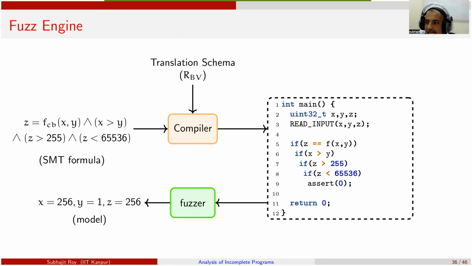So at a very high level, this is how the translation works. The idea is that you have an SMT formula, and we have a translation schema that is provided by the user. So we already provide something for bit vectors. The translation schema helps the translation of this SMT formula into a program, into a C program, which is quite simple to see why it works. And we use a fuzzer on this program to find out feasible assignments. So that is what is happening for the fuzzing part of it.